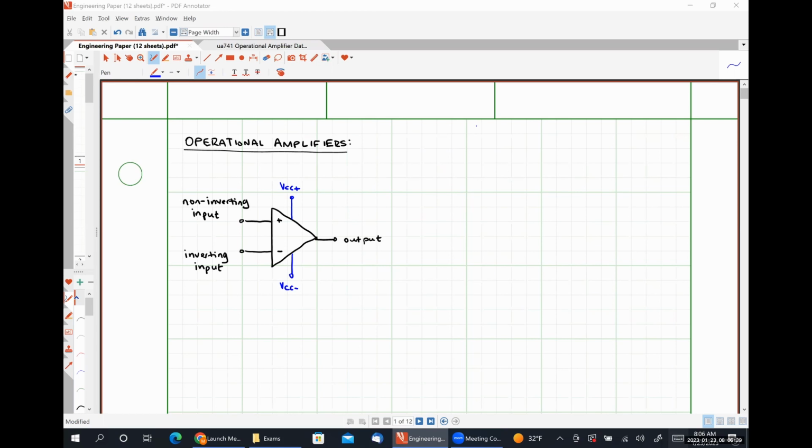So this VCC plus terminal and this VCC minus terminal aren't going to show up in any of our analysis, but they do have to be included anytime we try to practically realize an op-amp circuit, which is what we're going to be doing in the lab on Wednesday. Okay.